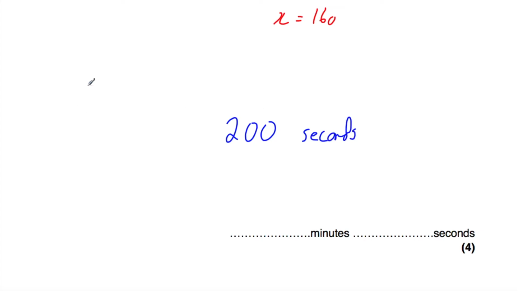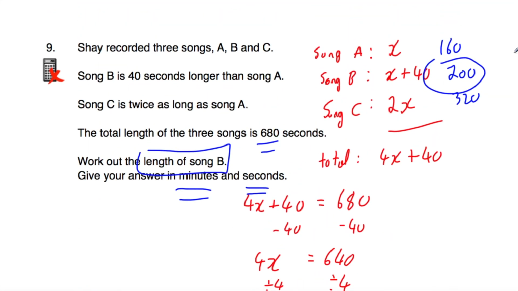Okay, so in terms of minutes, we've got 1 minute is 60 seconds, 2 minutes, 120 seconds, 3 minutes, 180 seconds. Another minute would be past 200 seconds, so we know it's 3 minutes. 3 times 60 is 180. And there's 20 seconds left over. So it's going to be 3 minutes and 20 seconds. And that's it. So that's how you do question number 9.